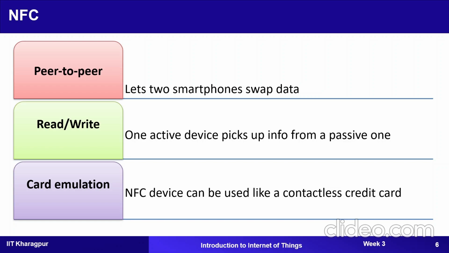Now the application areas where NFC can be used. First one is your smartphone based payments. This is a very common application which is used. Second one is low power home automation systems. So NFC can be used in your home automation systems also. Information tags in posters and advertisements.